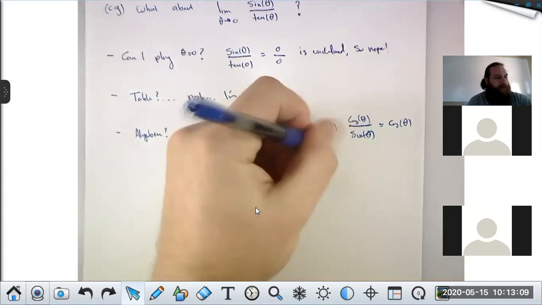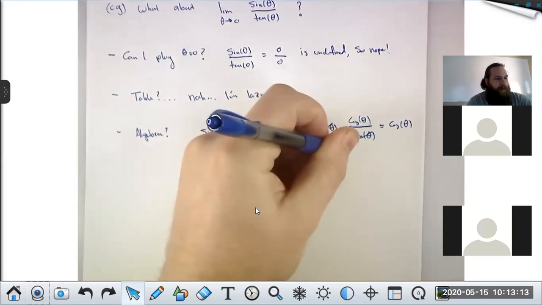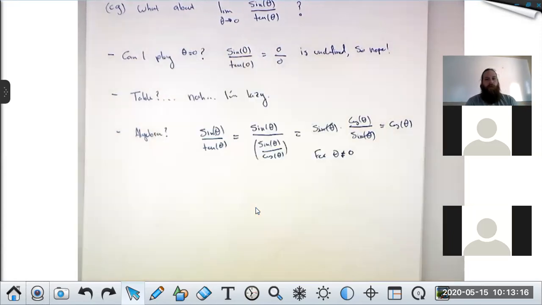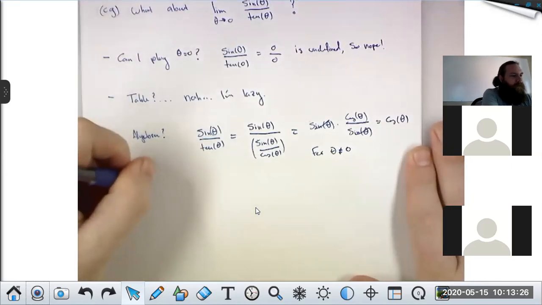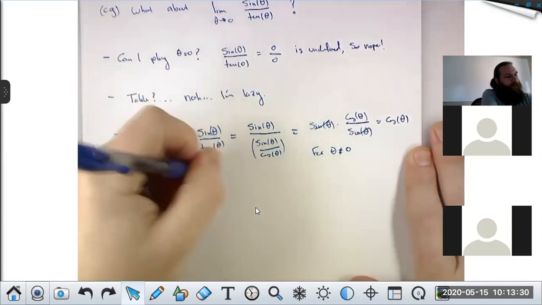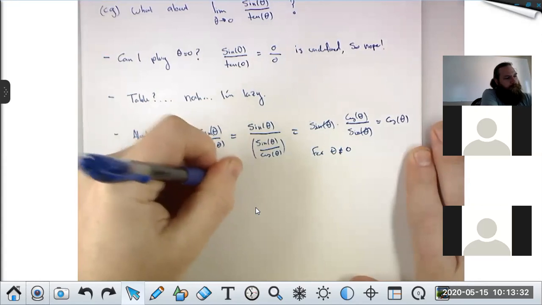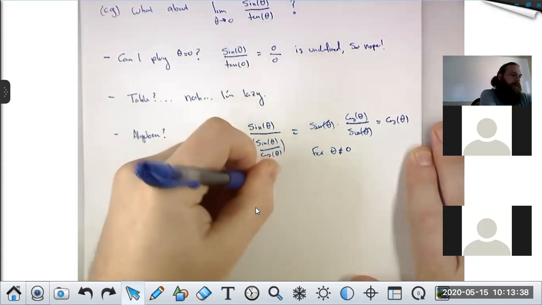As long as theta is not exactly equal to 0. But remember, the value of the limit doesn't care about what happens at 0, it just cares about what happens nearby. So what we can conclude is, for all theta not equal to 0, sine theta over tan theta is equal to cos theta.